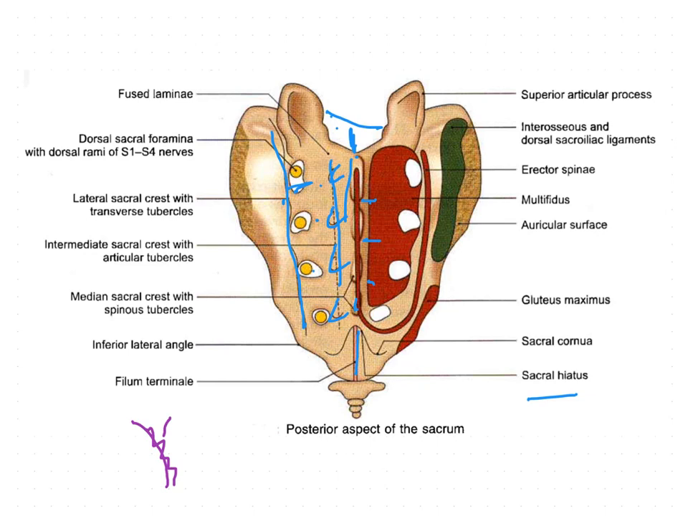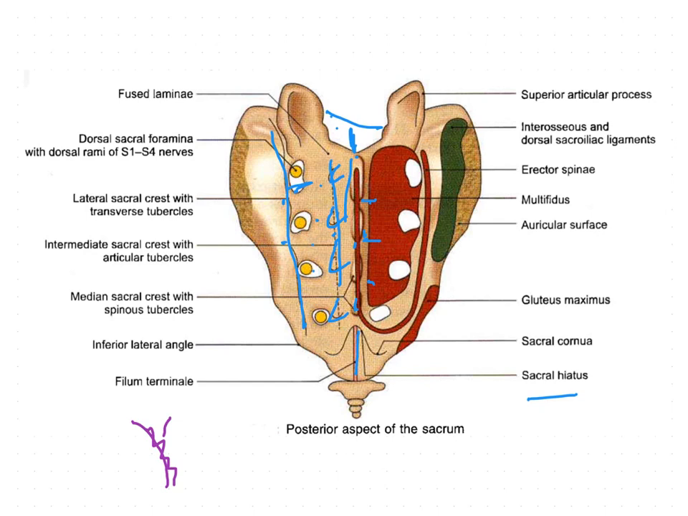So how many crests are there? Median sacral crest, which is present in the median plane, and intermediate sacral crest, which lies medial to the dorsal sacral foramen and which indicates the fusion of the articular processes. And coming to the lateral sacral crest, which is present on the lateral side of the dorsal sacral foramen, it is formed by the fusion of the transverse processes, tips of which appear as a row of tubercles.